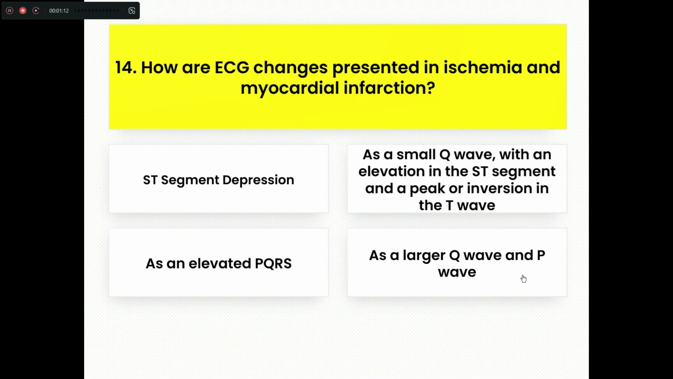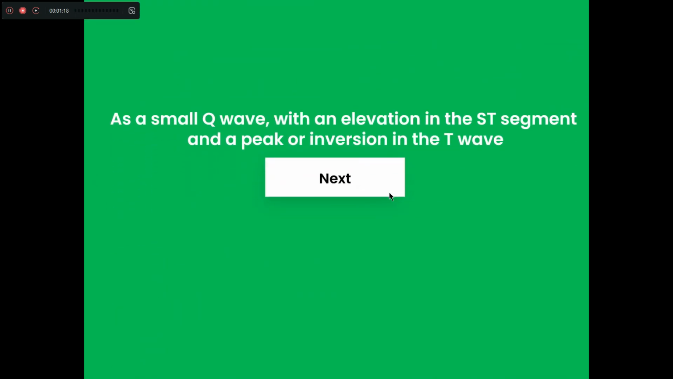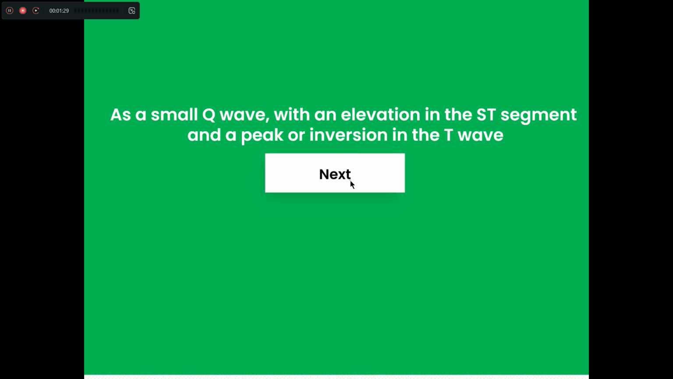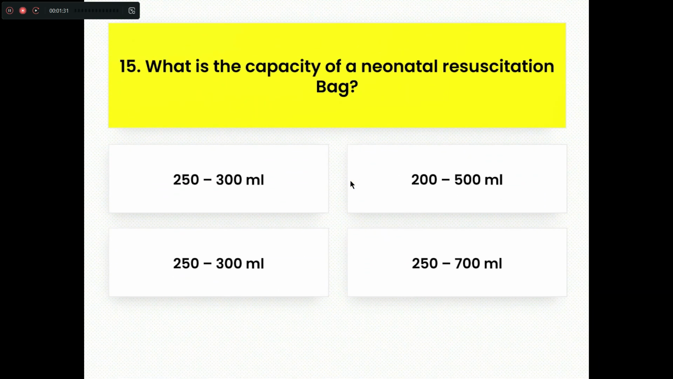So during myocardial infarction and ischemia, the changes noted in ECG will be a small Q wave appears with an elevation in the ST segment and a peak or inversion in the T wave is the right answer. Move on to question number 15.